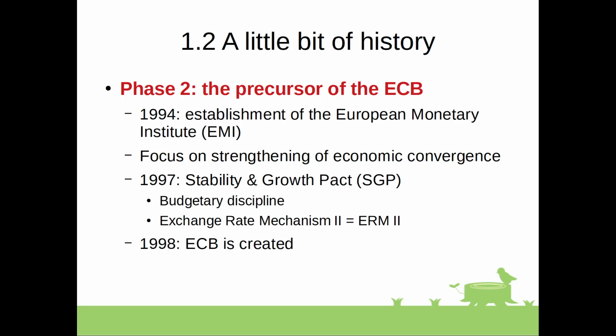Finally, in 98, the ECB was created, so the EMI becomes the ECB. What is the most important thing on this slide? Know that EMI becomes ECB, and know about the SGP. SGP contains stuff about the budgetary discipline and ERM2.